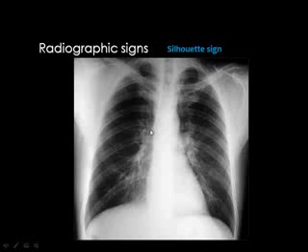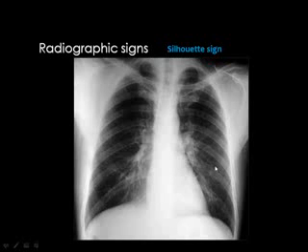If you see an opacity like this one, and you try to follow the cardiac shadow, and you can easily follow the cardiac shadow, then this opacity is not adjacent to the heart, it is posterior to the heart, and that's to say it is in the lower lobe. When you can identify the cardiac shadow through the opacity, this is known as silhouette negative.